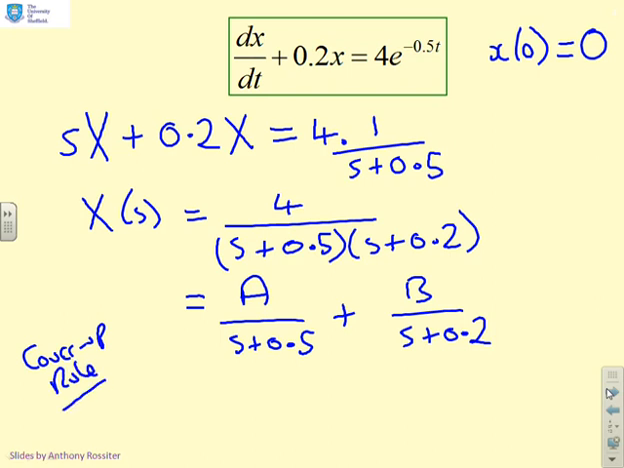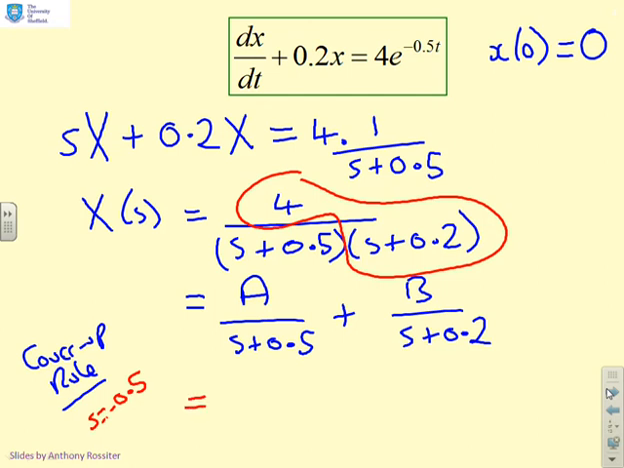So first of all, if we set s equal to minus 0.5, I'll use red, so s equals minus 0.5 in the cover-up rule. Then the bit I'm looking at is this bit which I'm just circling in red here. I'm putting s equal minus 0.5 into there. And what you will see is this gives you minus 4 over 0.3 divided by s plus 0.5.